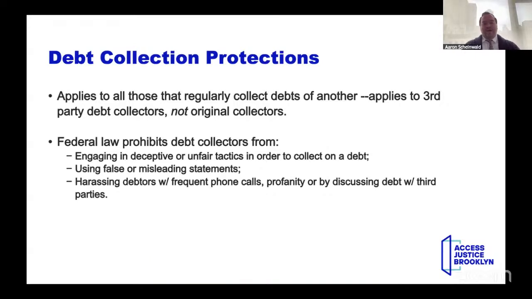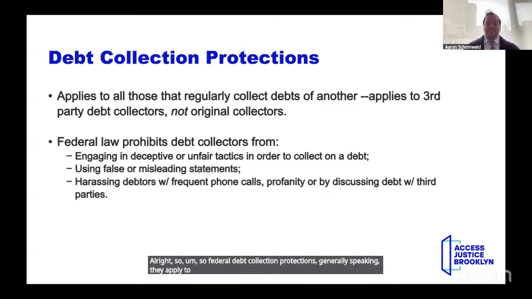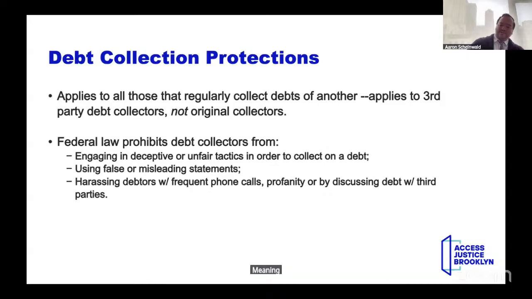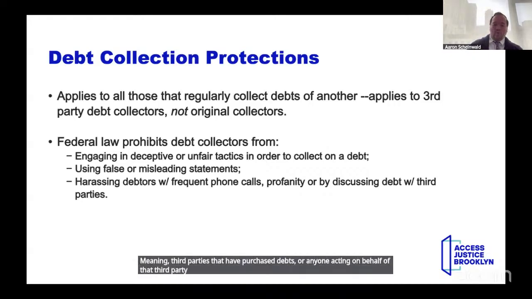All right, so federal debt collection protections, generally speaking, apply not to original creditors, but to those who are collecting debts of another, meaning third parties that have purchased debts, or anyone acting on behalf of that third-party debt buyer or an original creditor. It does not apply to the original creditors themselves.